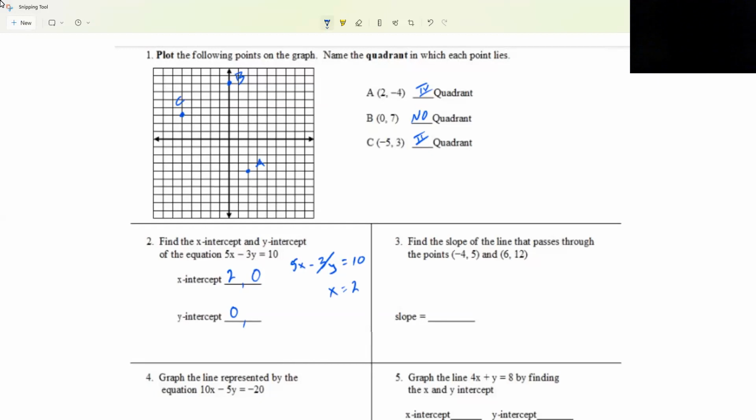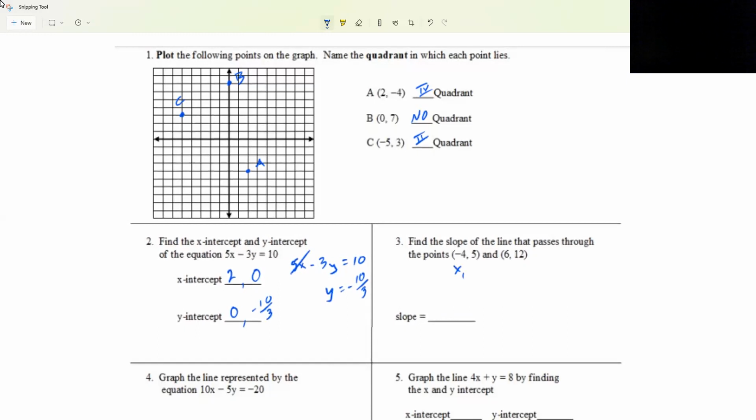Then turn around and do the same thing for y. Plug in 0 for x. Well, 5 times 0 is 0, so that basically goes away. Now divide both sides by -3, you get -10/3.